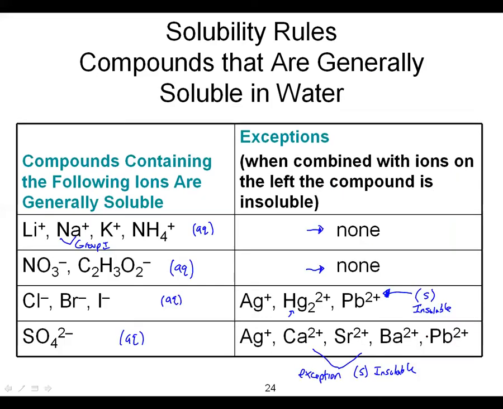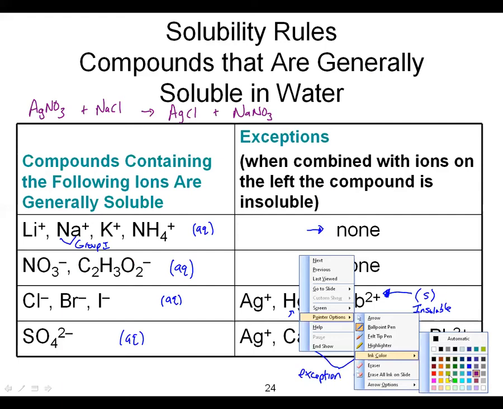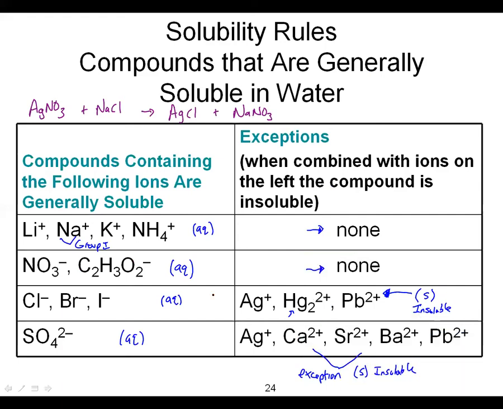So this is how, for example, if we look at that earlier equation we saw, silver nitrate plus sodium chloride makes silver chloride plus sodium nitrate. If you just had those formulas and wanted to determine whether each is a solid or not, this is where you could use your solubility rules.